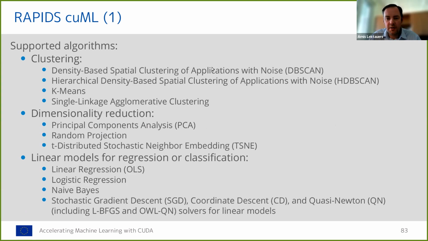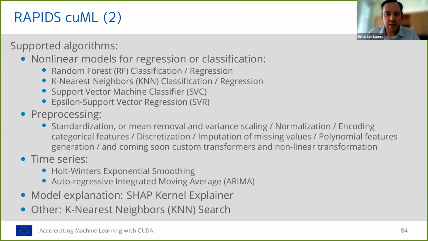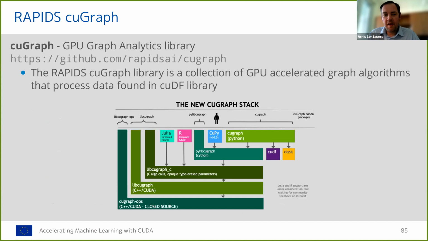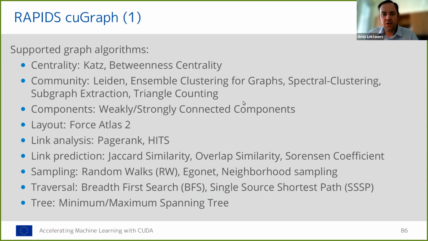So if you have tasks where the given algorithms could be used, then I can recommend to look at Rapids QML library. And the third main component is cuGraph. It is a GPU accelerated graph analytics library. It is a collection of GPU accelerated graph algorithms providing functionality for calculation of centrality, community, and different other graph related things.